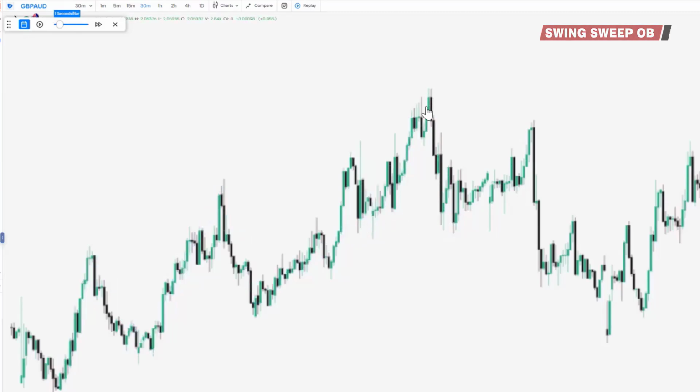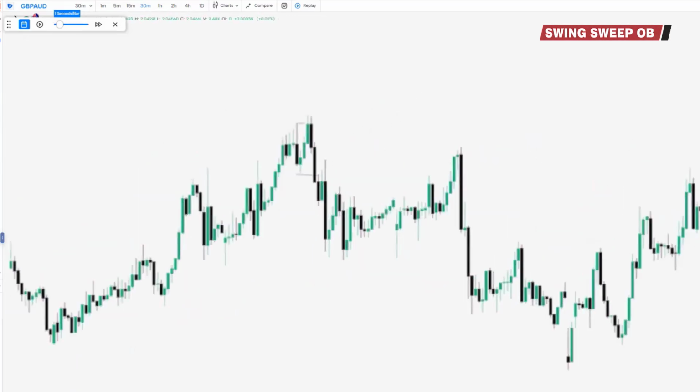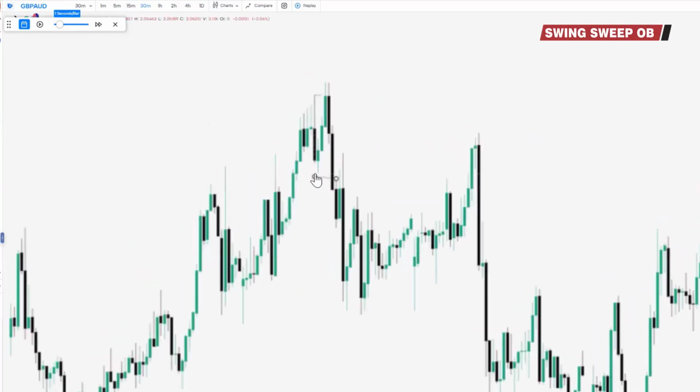If you're actually paying attention, you would see that we have an internal shift around this particular area, after price swept the swing high we have around here. Let me zoom in so you can see clearly. So this is actually an internal shift around here. Price takes the liquidity at the top of this swing high. Now this is what we call a valid zone. In this case, this is actually a valid order block.